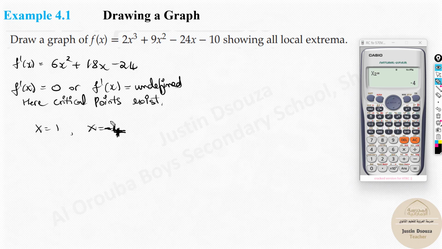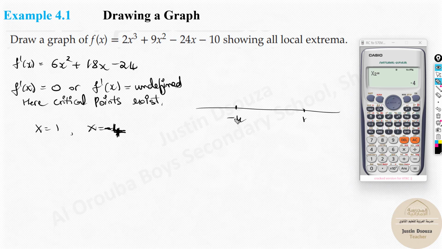In such cases, first I will just draw a straight line. Write these two points in ascending order. The first point will be minus 4, the second point will be 1. This is the first step. Now what next? We need to check what's happening with the derivative, whether it's positive or negative. Now don't put these points. If you put minus 4 here, you will get 0, because that's what we did. This cannot be undefined. It's a polynomial function. We equated f dash to 0 and solved for these two points. These are the critical points.